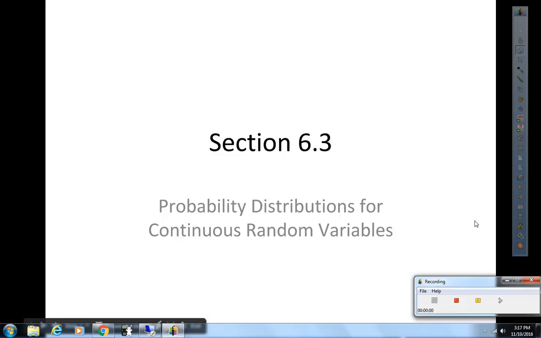Hello, AP Stats. Today we're going to talk about section 6.3, probability distributions for continuous random variables. This section's pretty easy, pretty simple, should go pretty quickly, but it's going to lay the foundation for our normal distributions, which is huge for us.